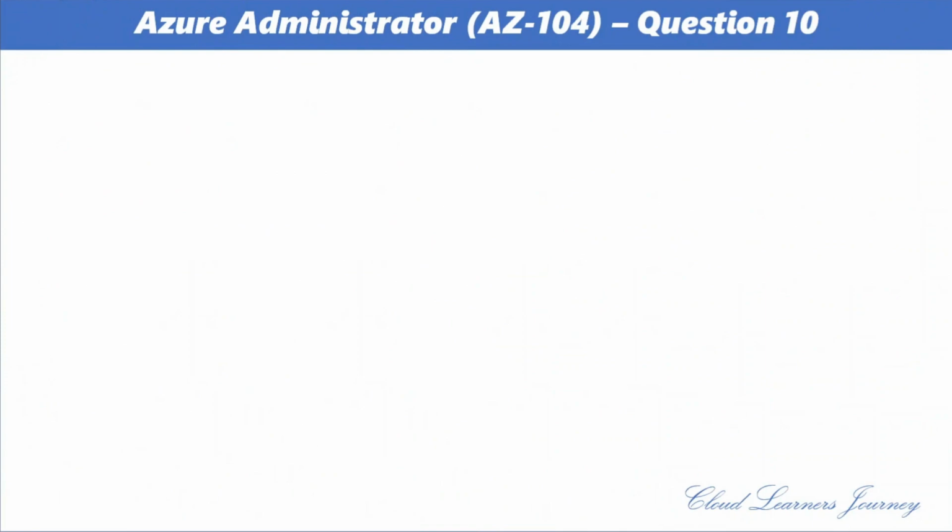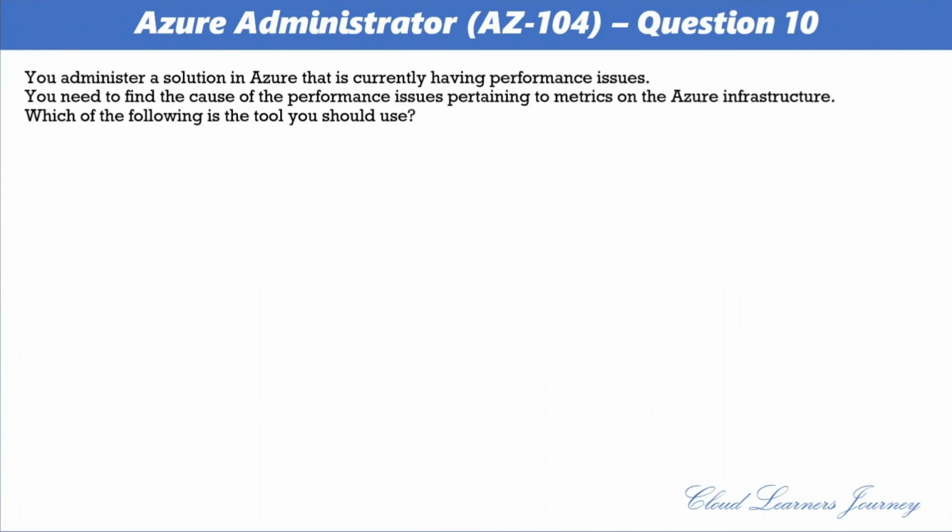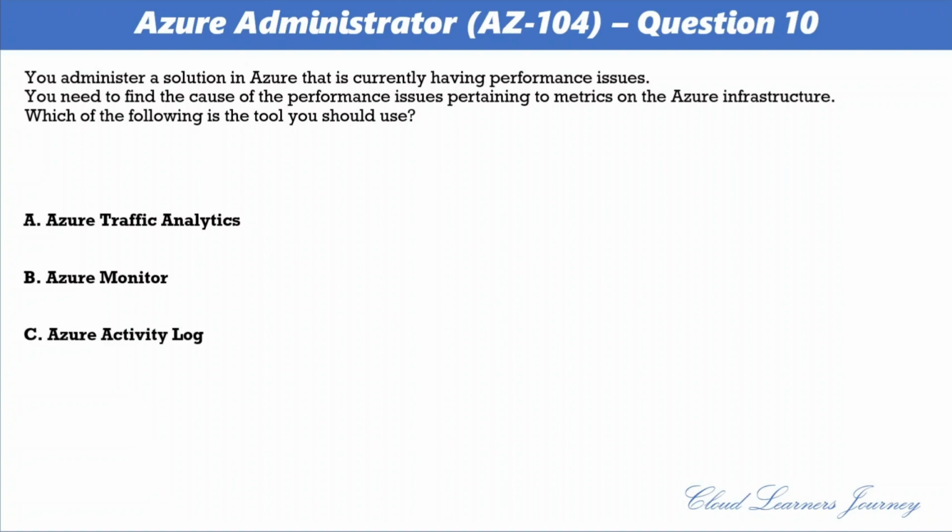Next, question number 10. You administer a solution in Azure that is currently having performance issues. You need to find the cause of the performance issues pertaining to metrics on the Azure infrastructure. Which of the following is the tool you should use? And the options are A. Azure Traffic Analytics, B. Azure Monitor, C. Azure Activity Log, D. Azure Advisor.